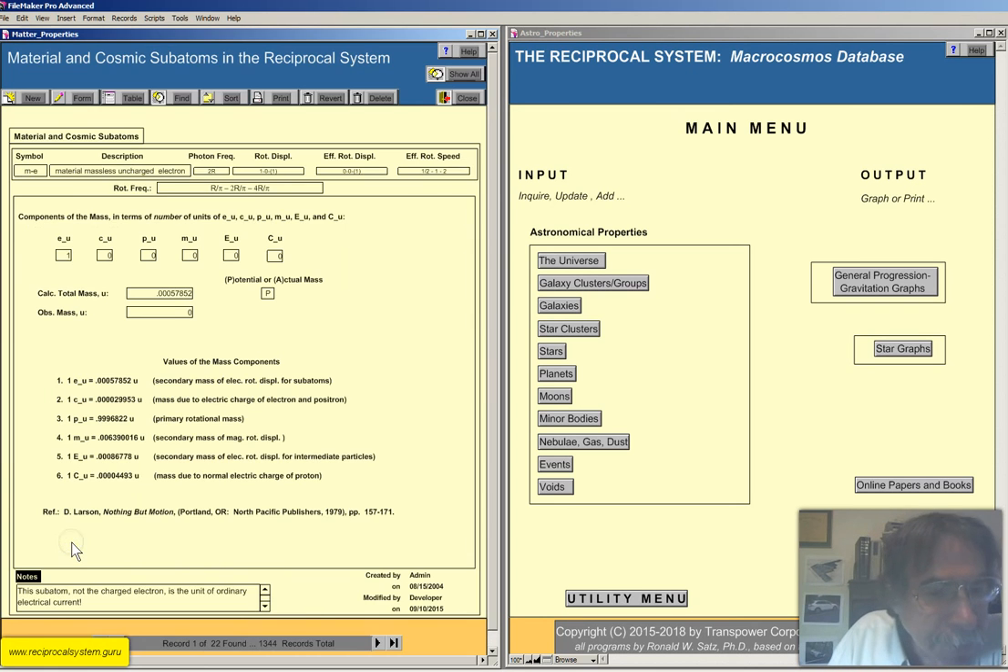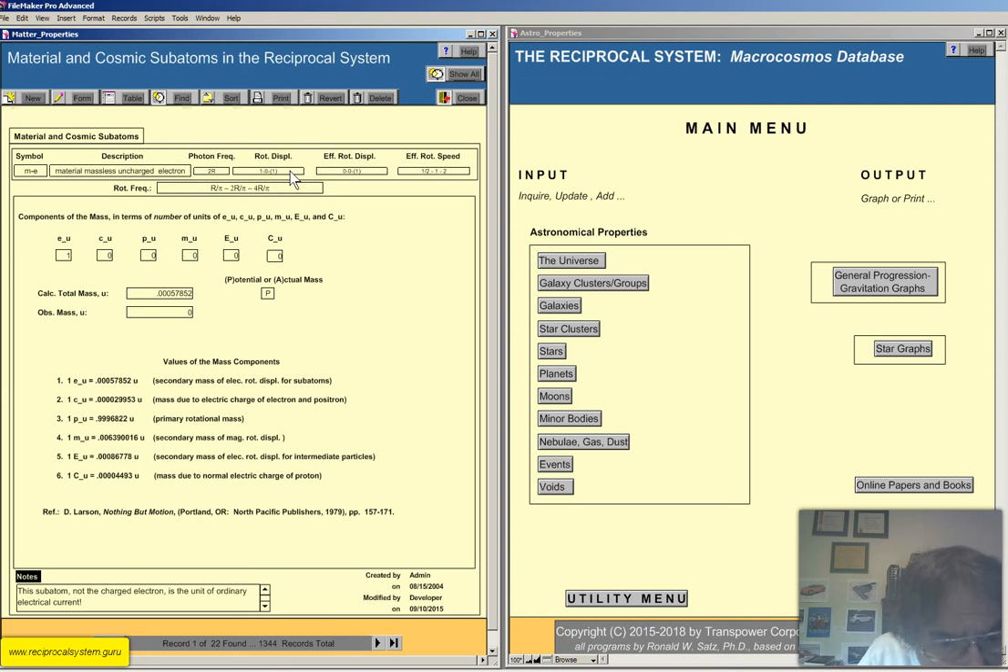So I just click here, and we have the symbol up here. M means material, E means electron. So this is the material massless uncharged electron. The photon frequency is 2R, which means 2 times the Rydberg frequency.